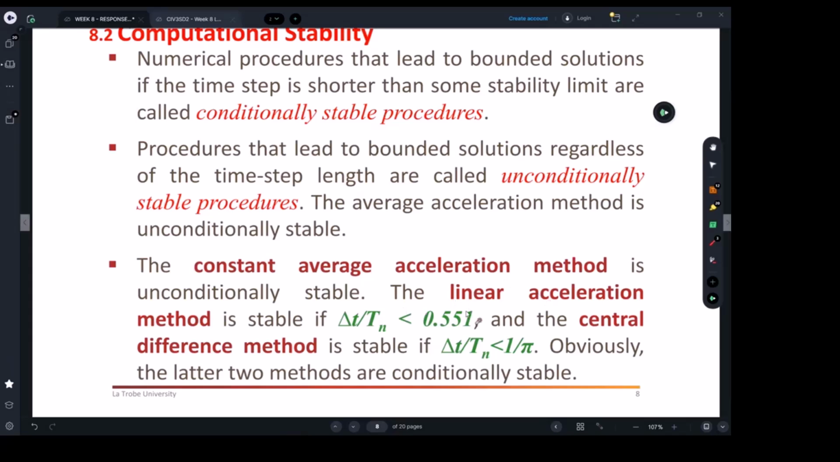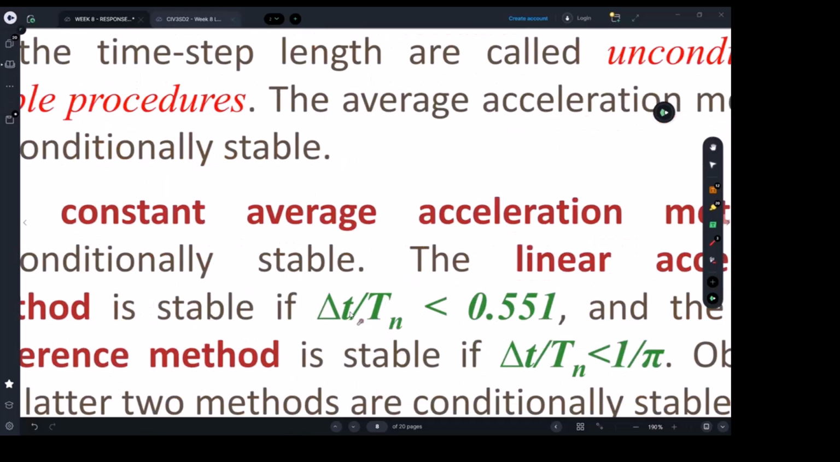Now, there are methods like the linear acceleration method and the central difference method. They are conditionally stable procedures. What does that mean? It means that we have to check this condition. So we have to divide the time step over the natural period of the building we are studying or evaluating, and make sure this ratio is less than this figure, right?